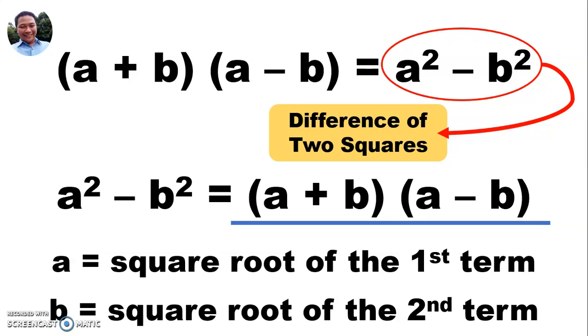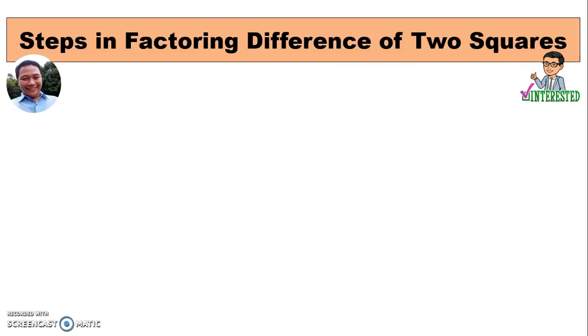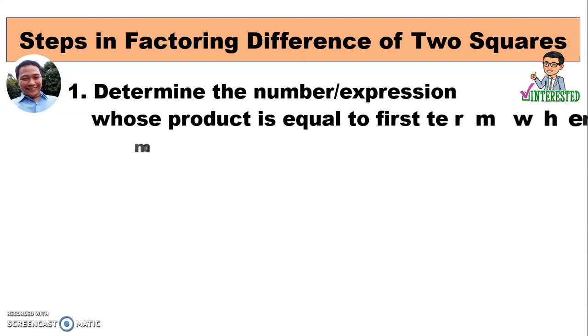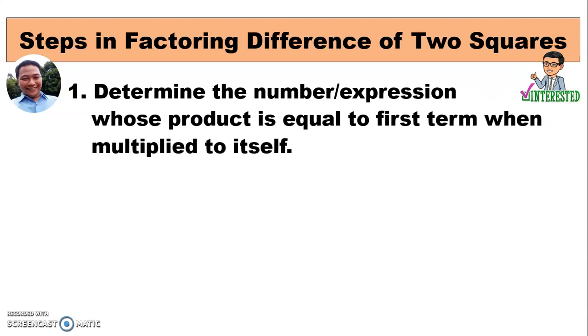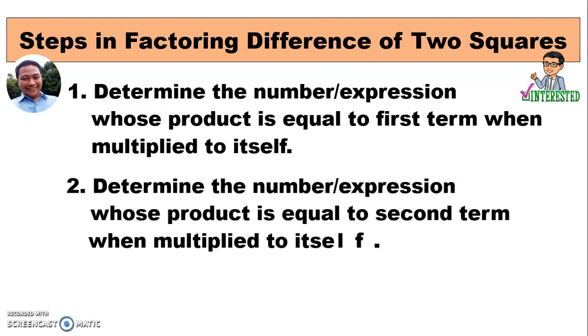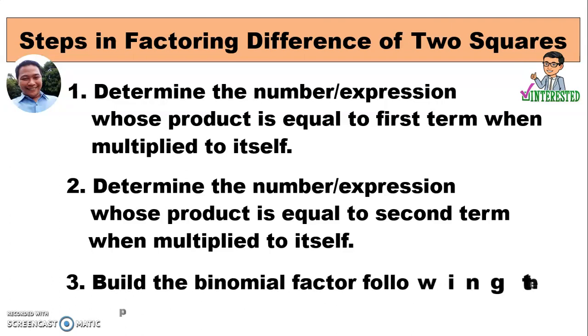But wait, we still need a guide. And what is this guide? These are the steps in factoring difference of two squares. Number 1, determine the number or expression whose product is equal to the first term when multiplied to itself. Number 2, determine the number or expression whose product is equal to the second term when multiplied to itself. Number 3, build the binomial factors following the pattern.